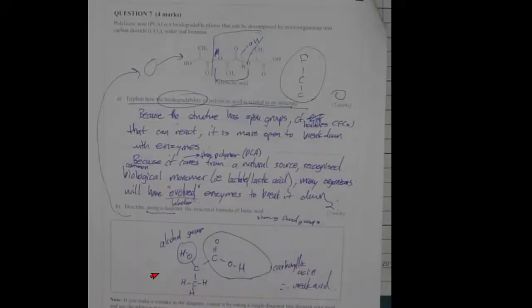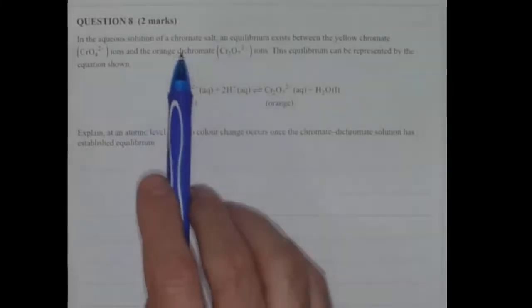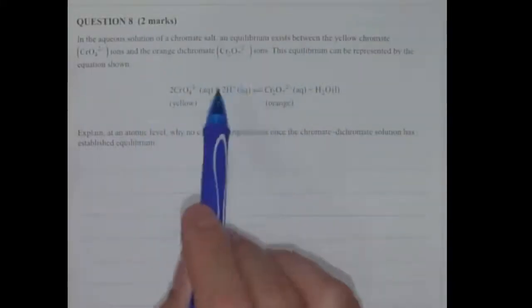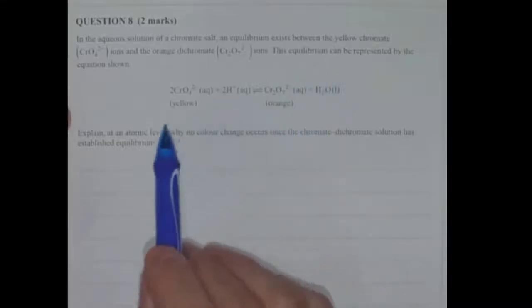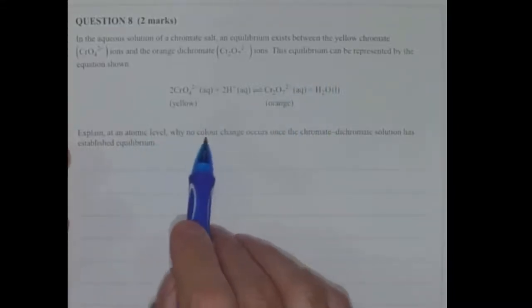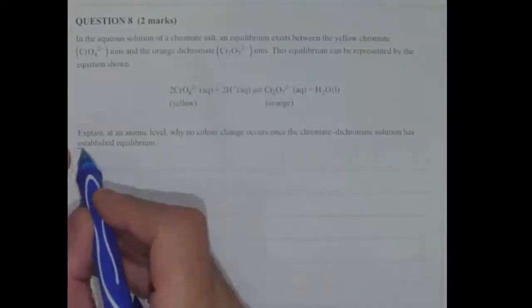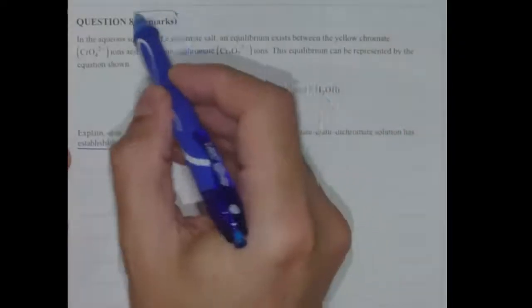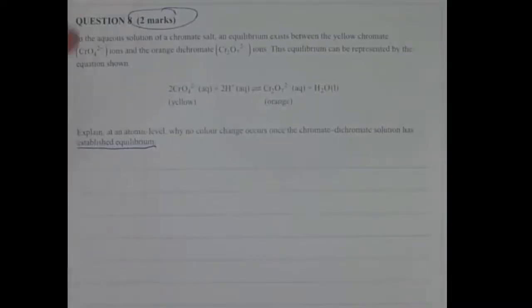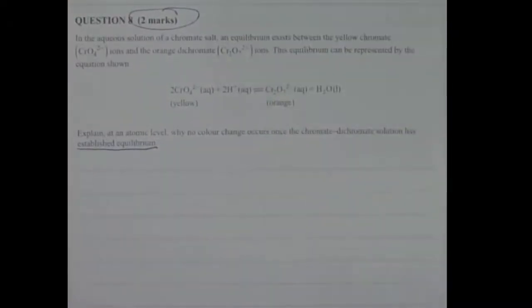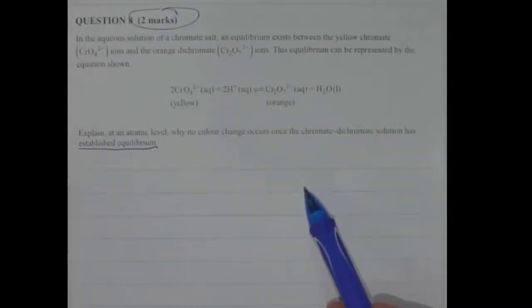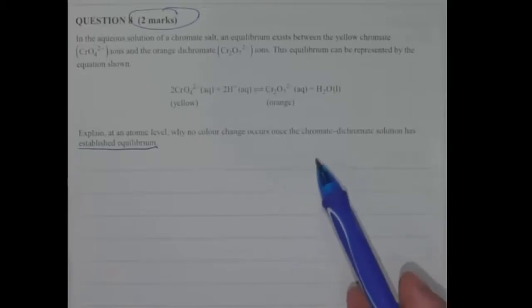Yeah, that's rough. Okay. Question 8, last question. In the aqueous solution, equilibrium exists. That one's yellow, that one's orange. Explain at the atomic level why no color changes once the solution is released to equilibrium. Wow, another worded question. Well, this is not an English exam. This is about chemistry. Where are all the calculations of actually getting things done, knowing what to use, what masses, and what the values are going to be?